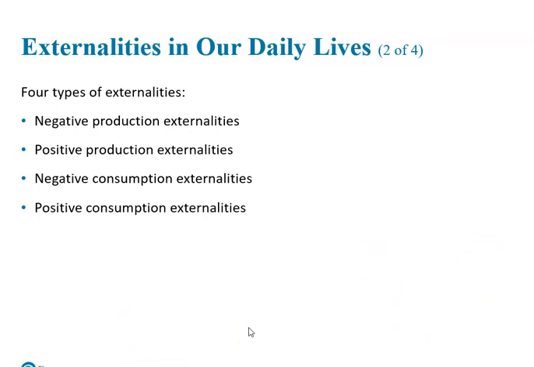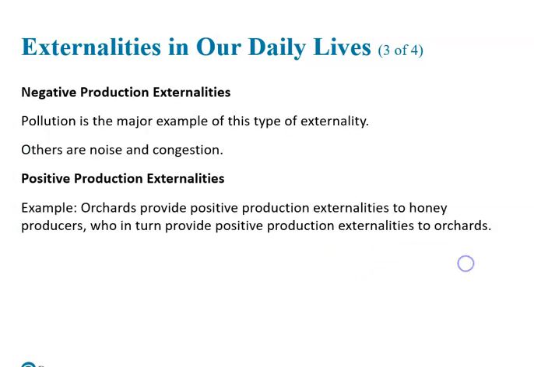So there are four different types of externalities. There are negative production externalities, there are positive production externalities, there are negative consumption externalities, and there are positive consumption externalities. We'll take a look at each of these one by one.